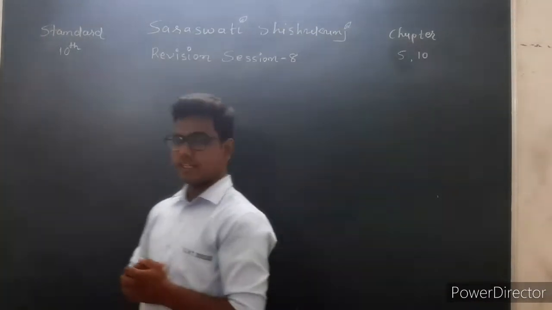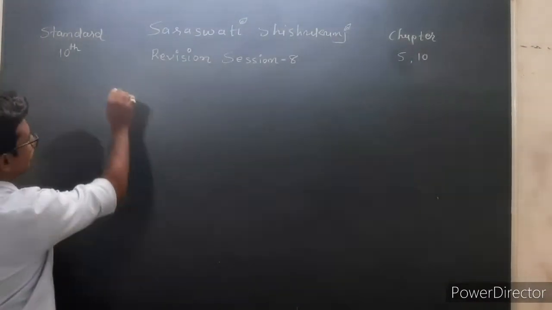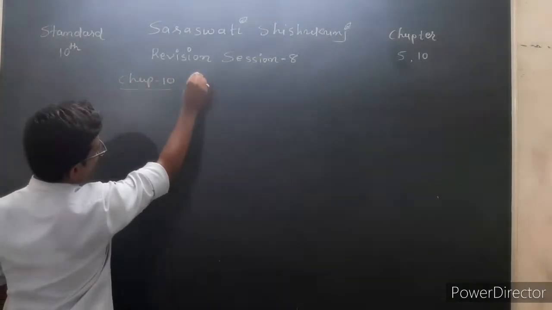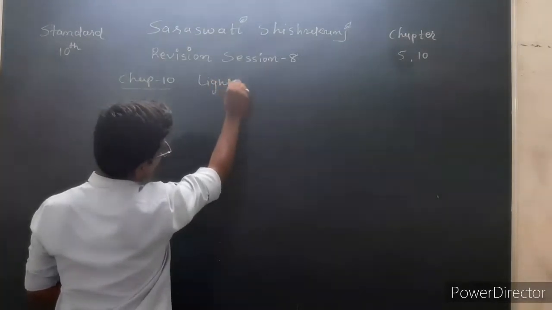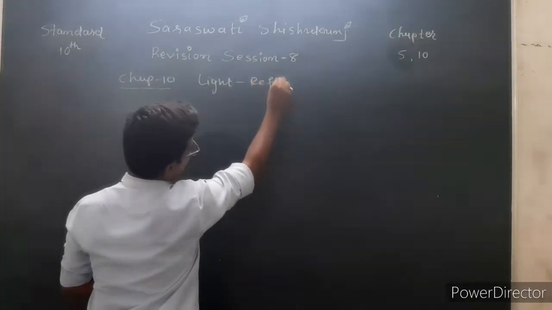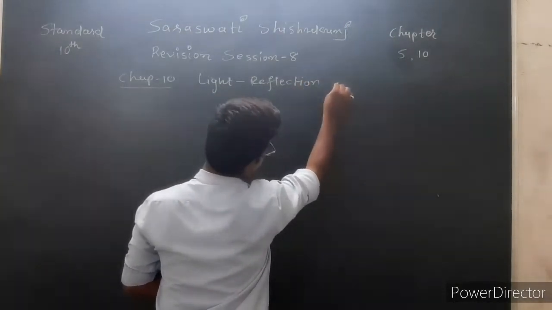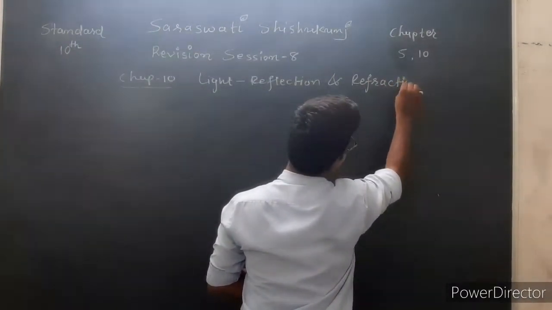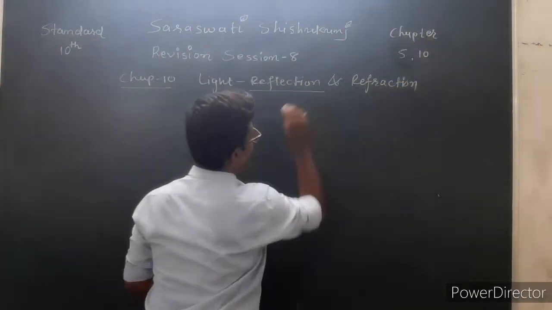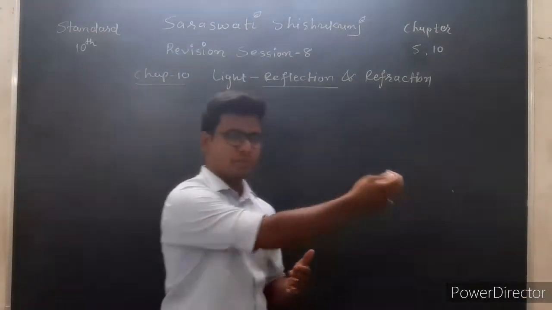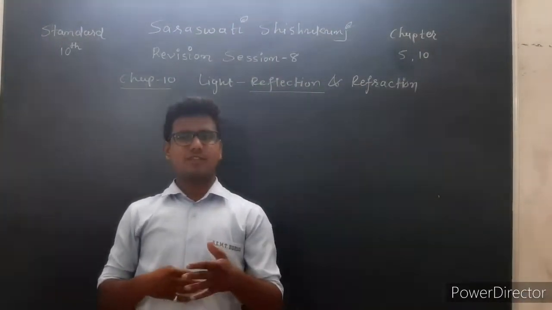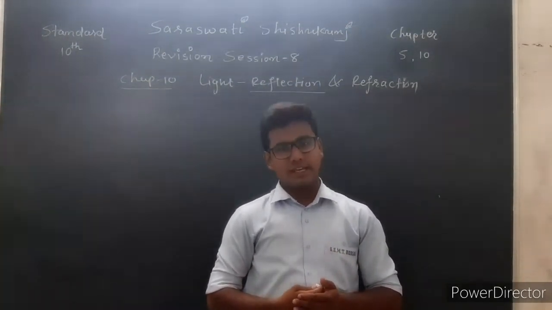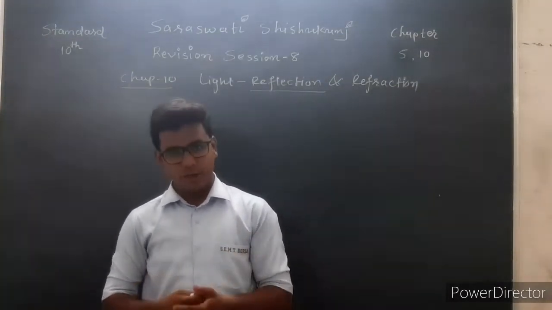Okay, now we will discuss some of the topics, not every topic, only some of the topics of chapter number 10. That is light, reflection and refraction. In reflection, the phenomenon of bouncing back of light is called reflection. We know the law of reflection, that angle of incidence and angle of reflection are always equal.